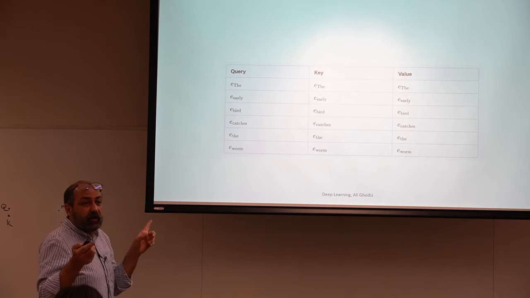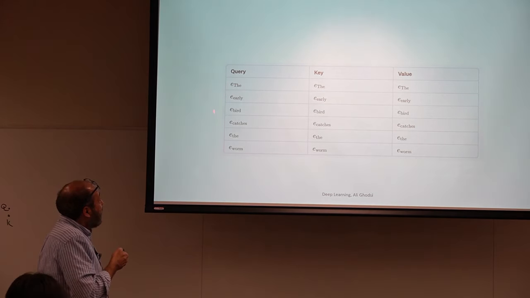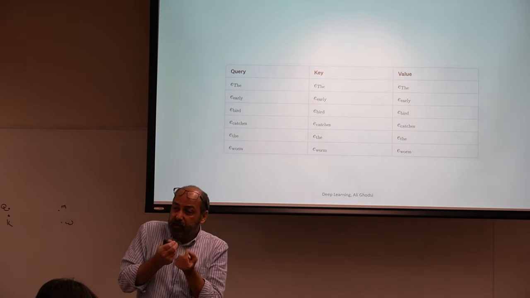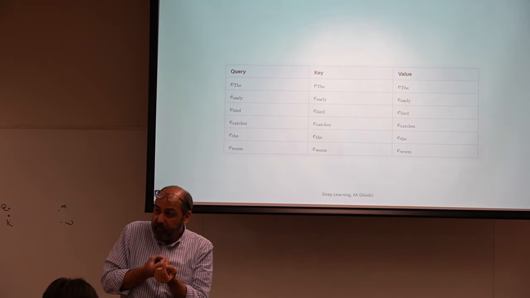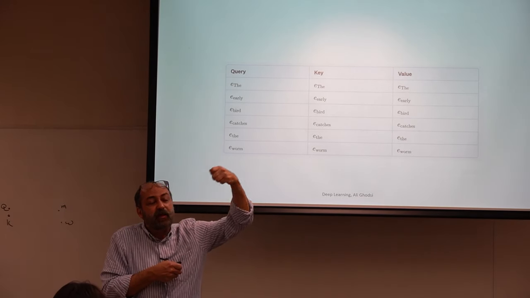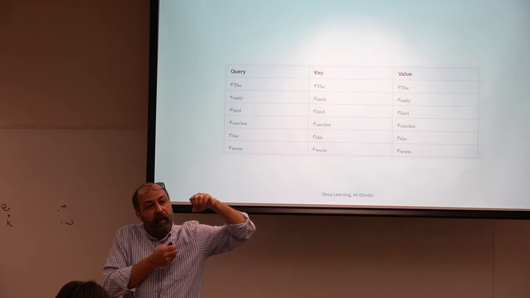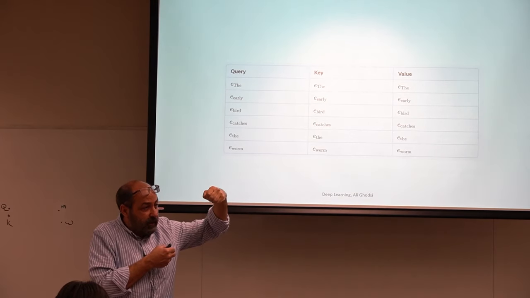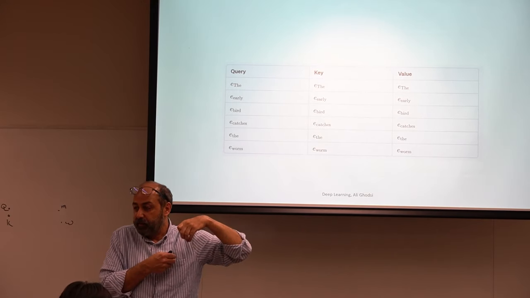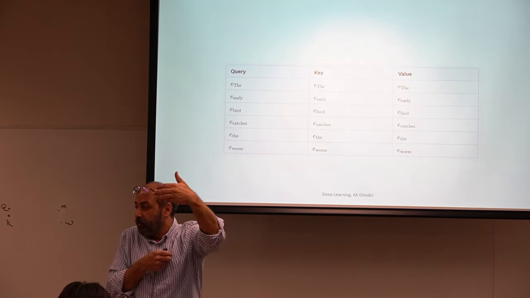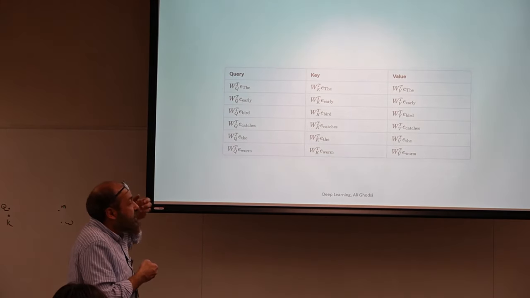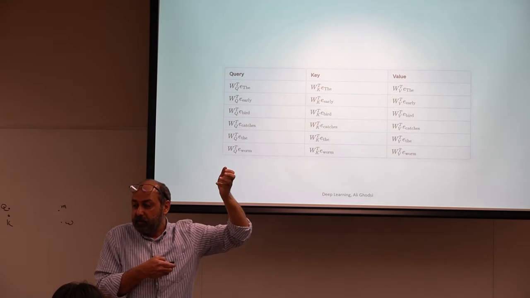So to make it more general, I am going to decide to have three different representations for each word, not a single representation. Now each word has a single representation. I'm going to have three representations for each word. Word Baird as query has one representation. Word Baird as key has a different representation. And word Baird as value has a different representation. And I can do this simply by introducing three transformation matrices.